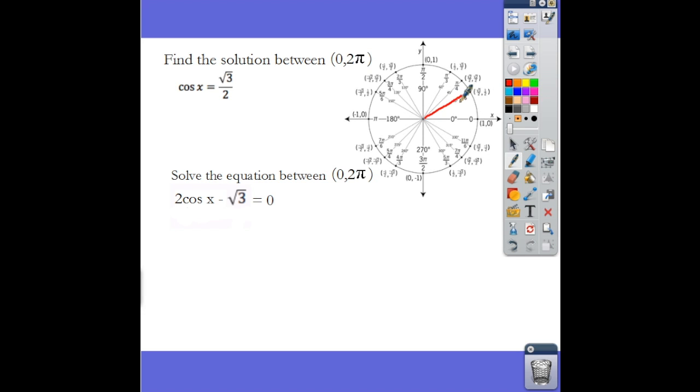So one of the solutions is pi over 6, and the other solution is 11 pi over 6. So once again, since we are given parameters 0 to 2 pi, we know that there are not infinitely many solutions, and there are only going to be the two solutions that we found. So the only solutions between 0 and 2 pi, once again, are pi over 6 and 11 pi over 6.